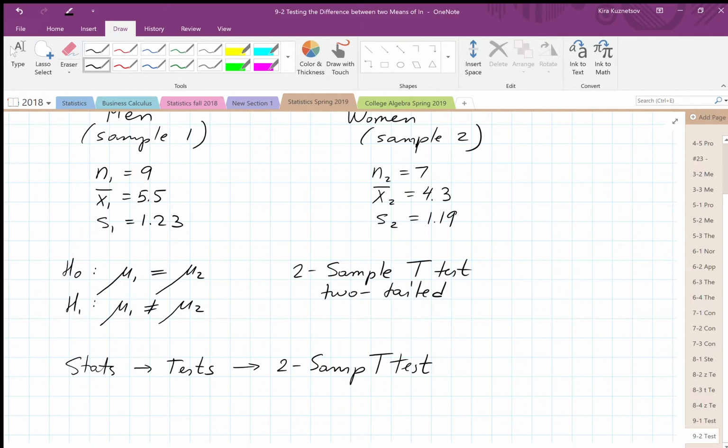And start entering. 5.5 is my mean for sample 1. 1.23 is the standard deviation for sample number 1. 9 is the number of entries. X sub 2, so this is your x bar sub 2, the mean of sample number 2, is 4.3. The standard deviation is 1.19, and the number in your sample is 7.